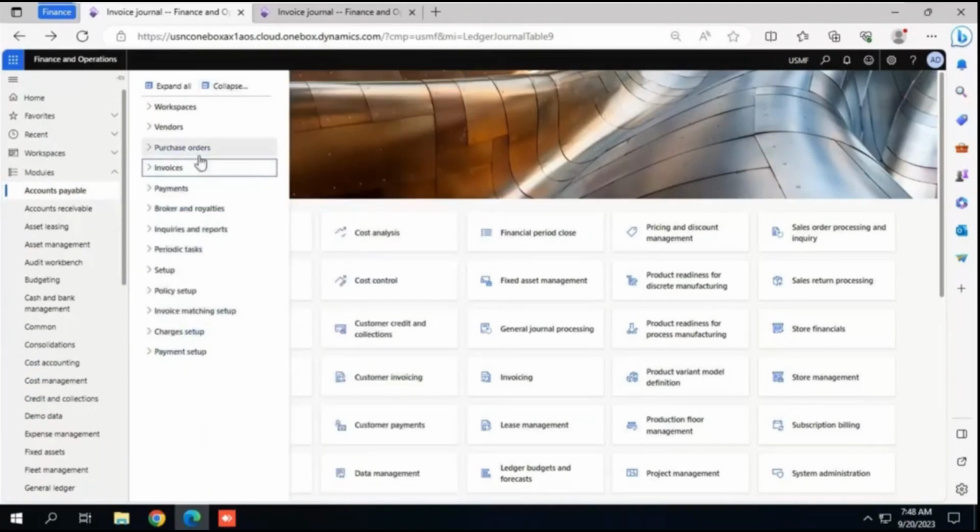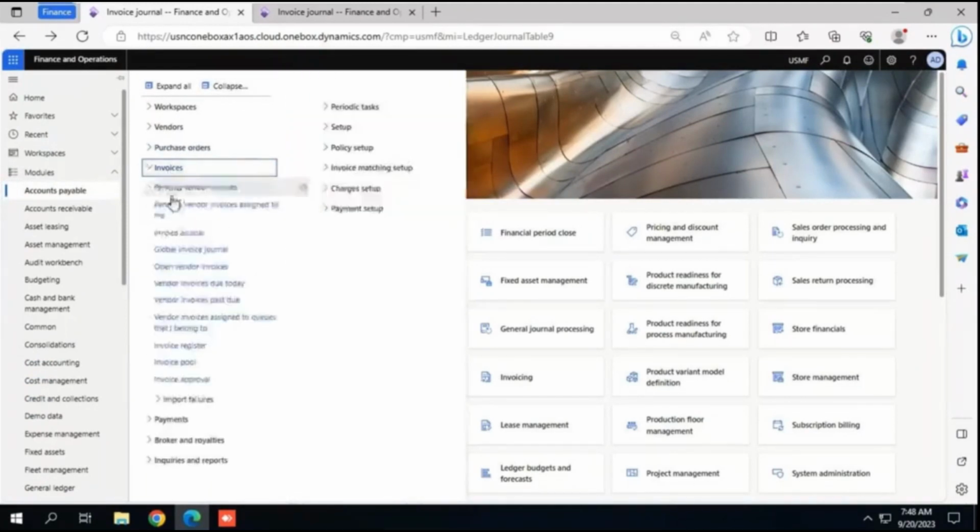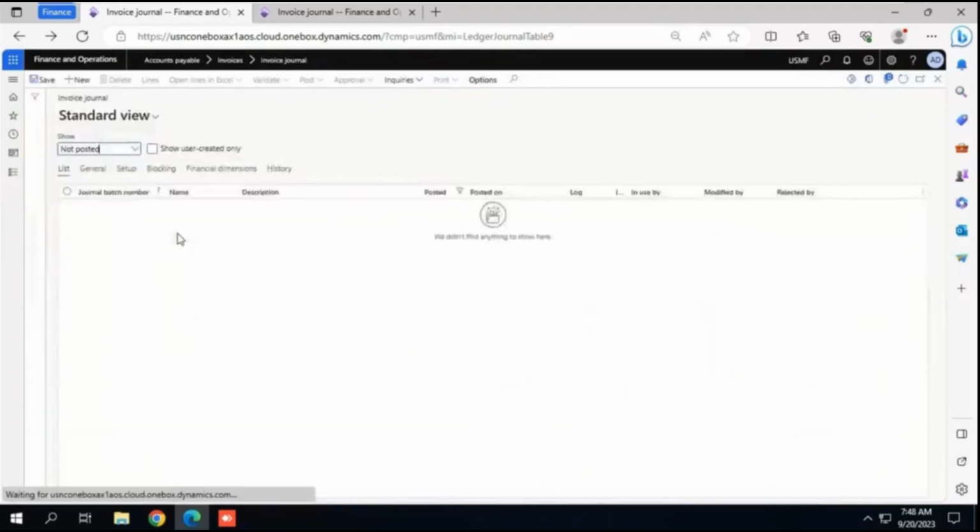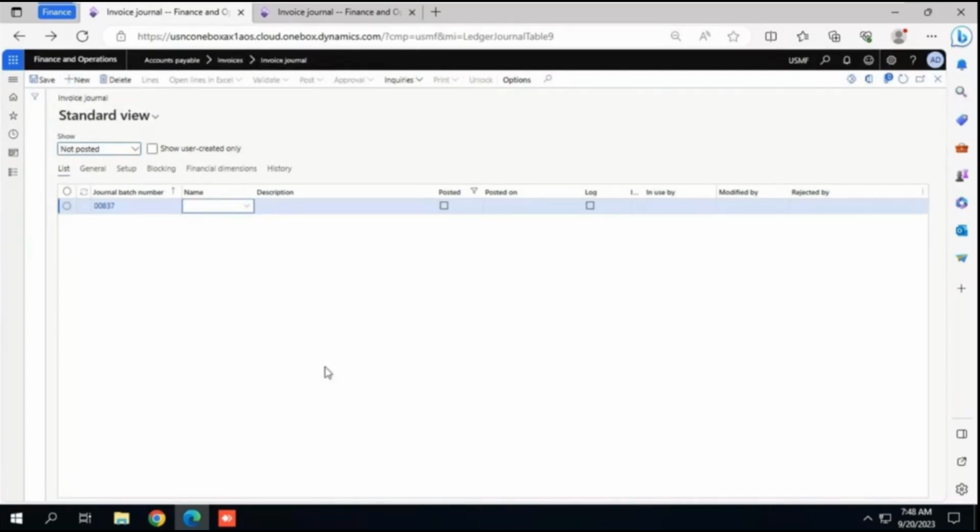So these are the modules. There are so many modules. Accounts payable module, collapse all, invoices, invoice journal. So accounts payable, invoices, invoice journal.